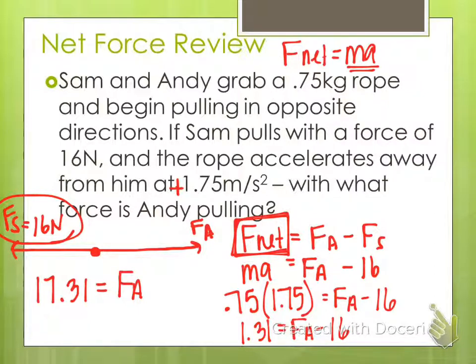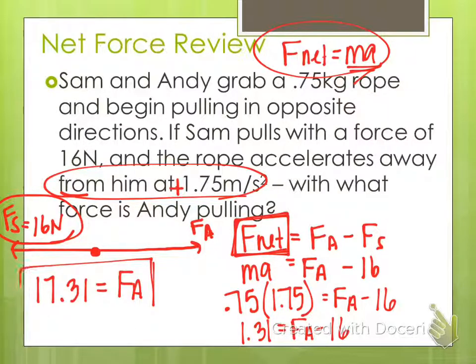What if I asked for just the net force in this problem? What could I do to solve for the net force of this system? I would just take the mass times the acceleration. Whatever acceleration is given to you, that's your net acceleration, the overall acceleration of the system, so that's what you plug into F net. Your net force is your overall acceleration times your overall mass. So here's Andy's force. Is it greater than or less than Sam's force? It's greater than. Is the acceleration in Andy's direction or Sam's direction?